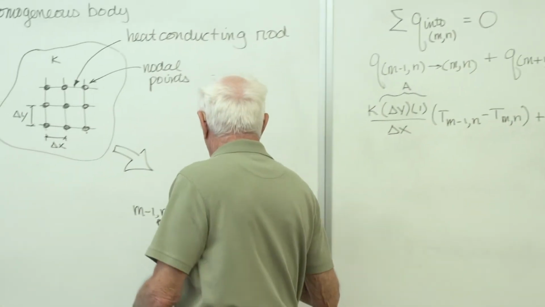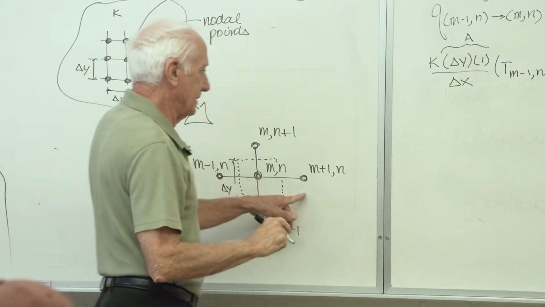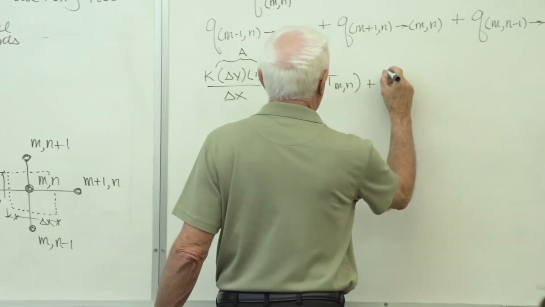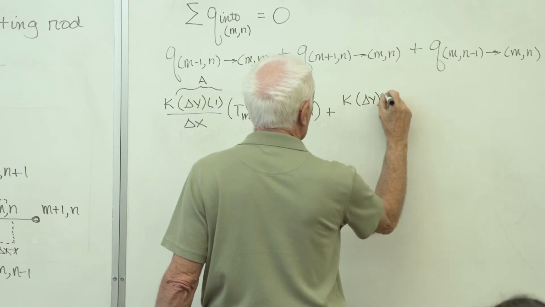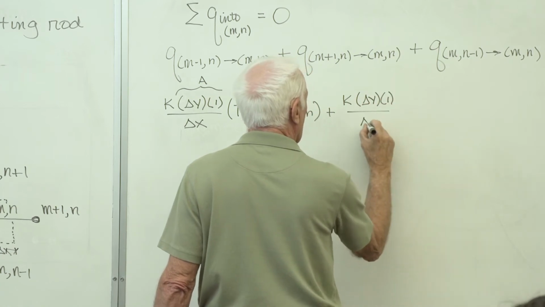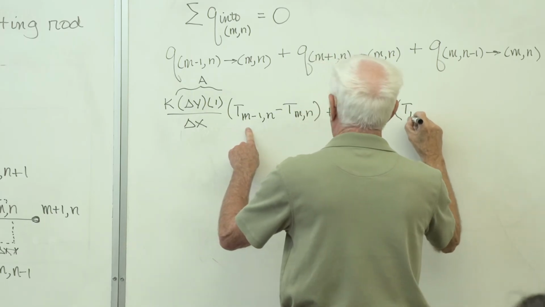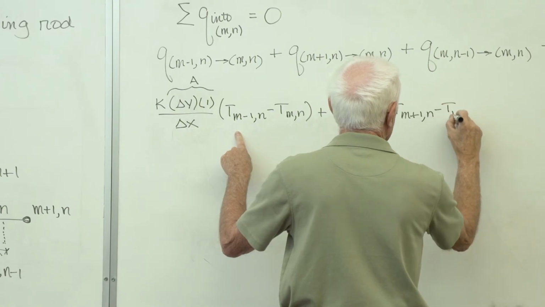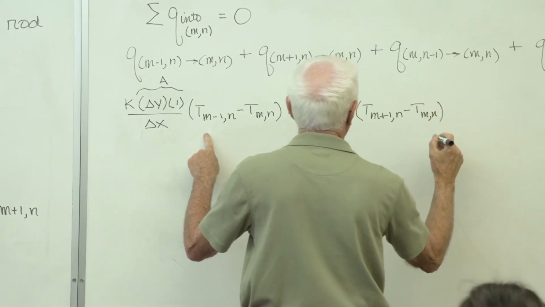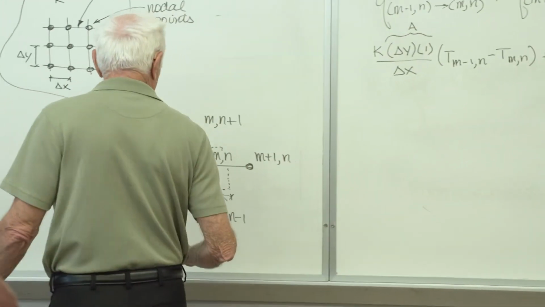Let's take the right-hand node. Right-hand node to center node, T, M plus 1, N. Well, let's do the first thing first. K times the area, delta Y times 1 divided by the length traveled, delta X, times the temperature difference, T M plus 1, N minus T M, N. Got it. Let's take from the bottom node to the center node.